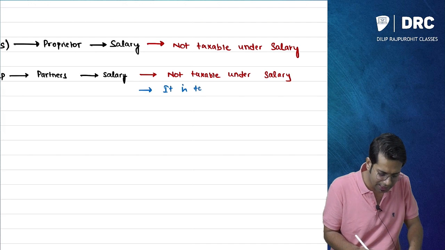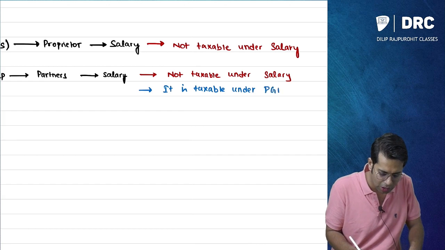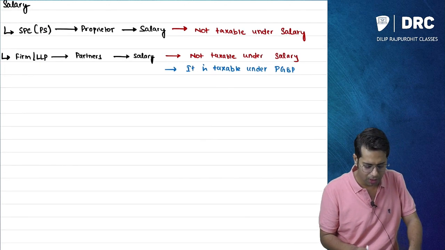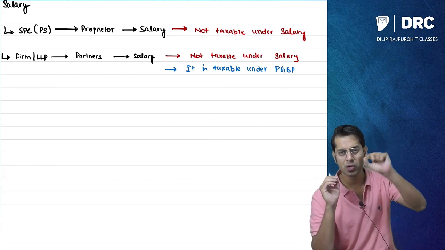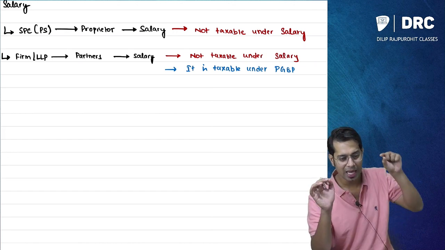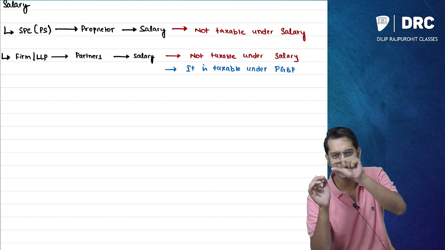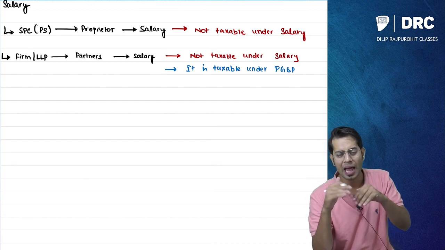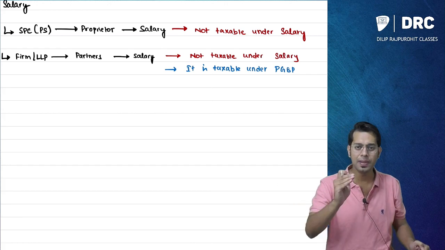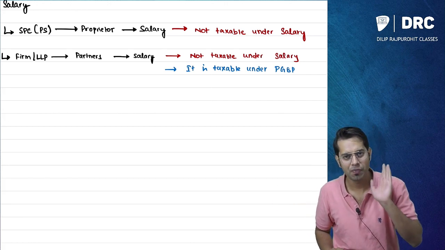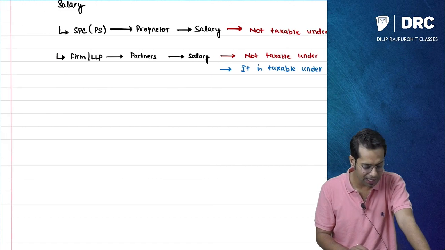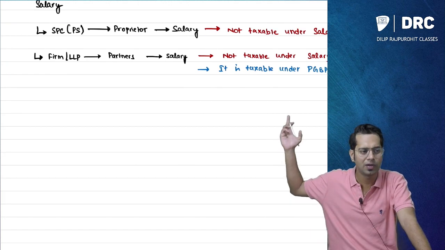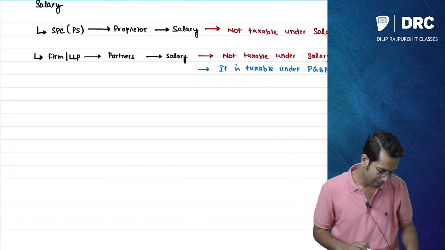It is taxable under which head, sir? PGBP. While discussing PGBP, you will understand this point: section 28, which is the charging section of PGBP, says any amount paid by a partnership firm or an LLP to its partner by way of remuneration or interest will be treated as business income in the hands of the partner. It is not taxable as salary, but it will be treated as their business income.